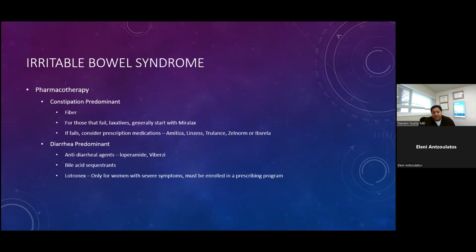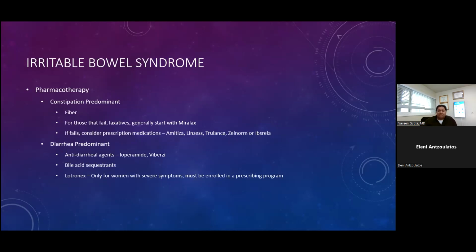For the diarrhea predominant, you can use antidiarrheal agents, and loperamide is the only one of the over-the-counter agents that has been studied. And it does seem to help. Many patients will notice marked improvement. There are two prescription drugs, Lotronex and Viberzi. Lotronex is only for women with severe symptoms over a period of 3 months. It requires a lot of FDA approval. You have to be enrolled in a special prescribing program.